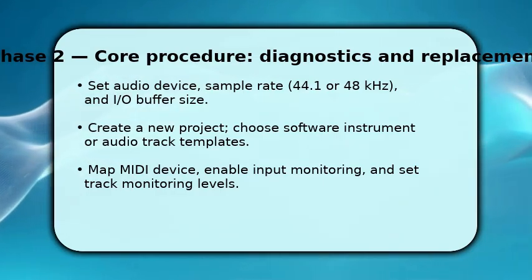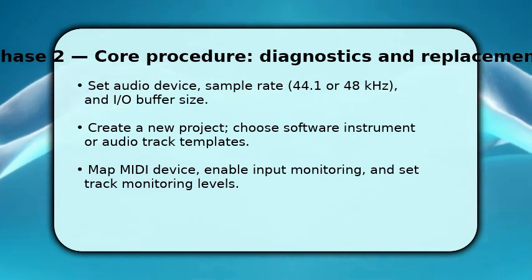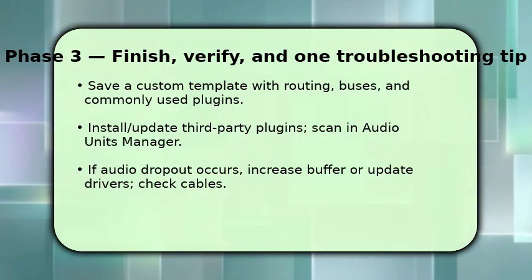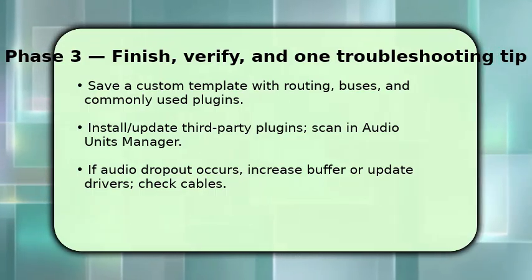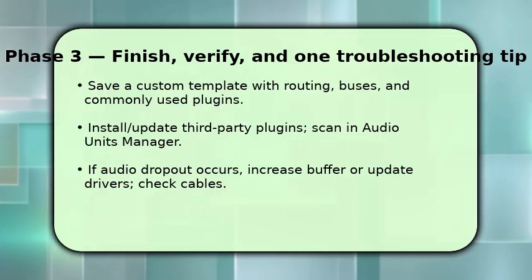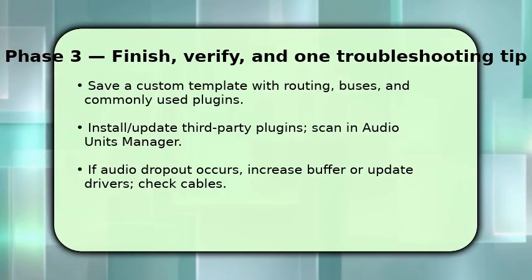Make sure input monitoring is enabled, and adjust track gain to avoid clipping while keeping a healthy signal. To finish, save a custom project template with your preferred routing, bus sends, and staple plugins so sessions start consistently. Then, install or update third-party Audio Units and run the Audio Units Manager scan. Restart Logic to ensure plugins load.